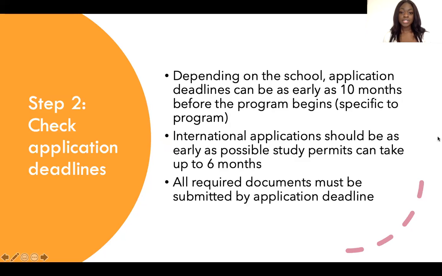So then after you decide on what program you want to go into, the next thing would be to check the application deadlines. Depending on the school, the application deadlines can be as early as 10 months before the program begins. But again, this is all specific to the program.